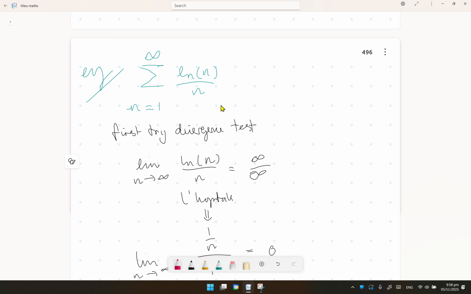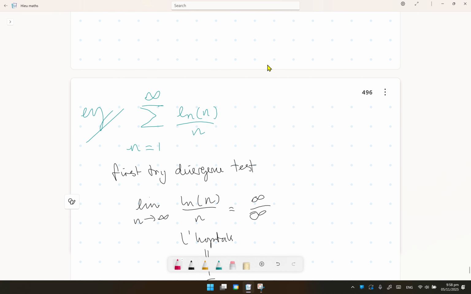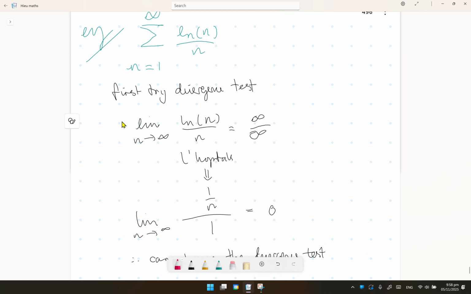And we're going to look at whether it's divergent or convergent. So again, let's try the divergence test. If we take the limit as n goes to infinity, we have ln of n over n. That's infinity over infinity. Again, remember another theorem that we did in the last video is that sequences are just functions. You can treat every term in a sequence as just a function. So if you have infinity over infinity, you can do L'Hopital's just like any other function.